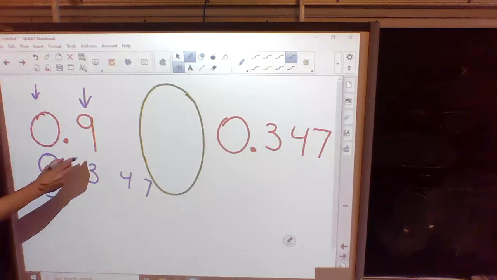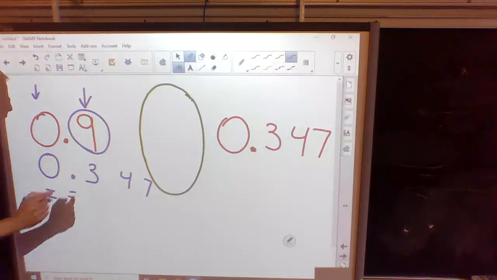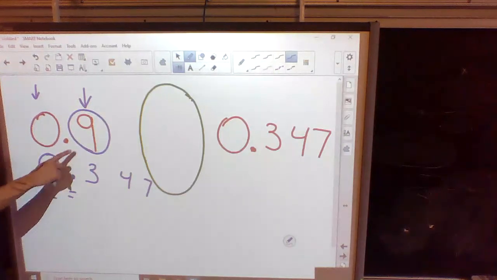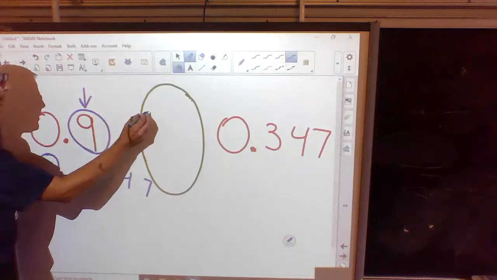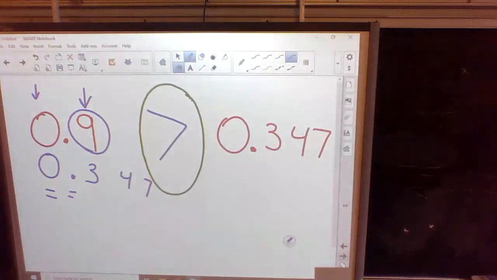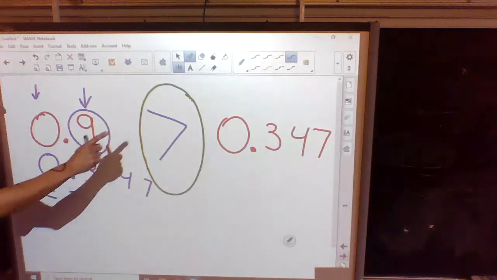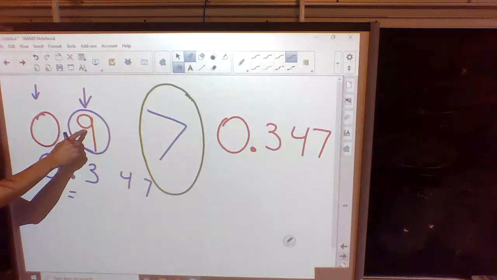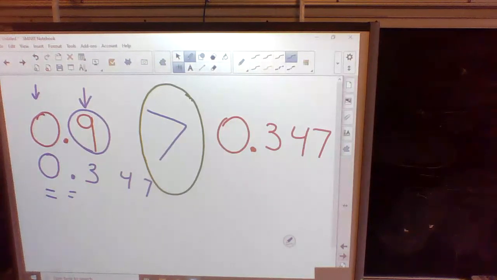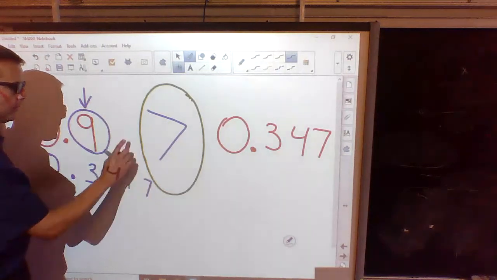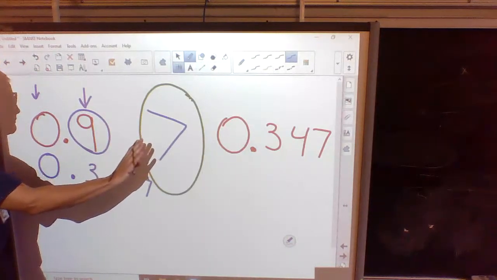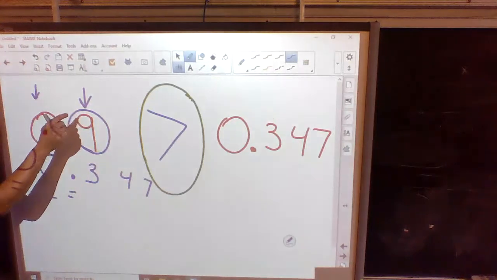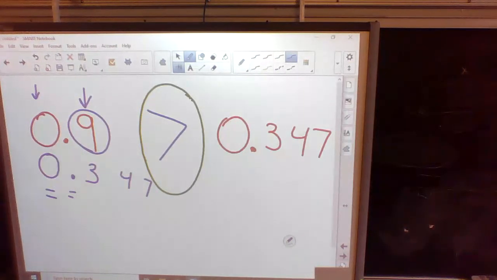9. So with this 9 being bigger than this 3, that means this 0.9 is bigger than 0.347. So I can go ahead and put in my greater than sign, because 0.9 is bigger than 0.347, because this 9 in the tenths column is bigger than the 3 in the tenths column. Now, I understand these other two numbers are bigger than these that don't exist, but those are smaller columns. Those are smaller place values. Tenths is the biggest one, so that makes it bigger.